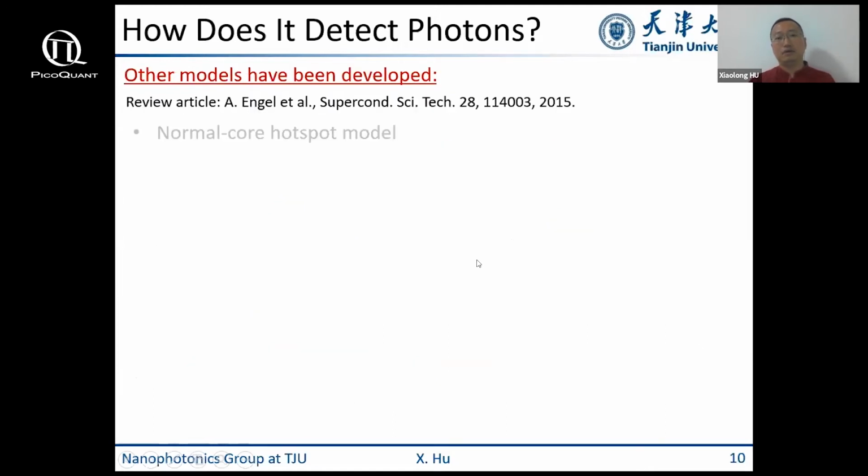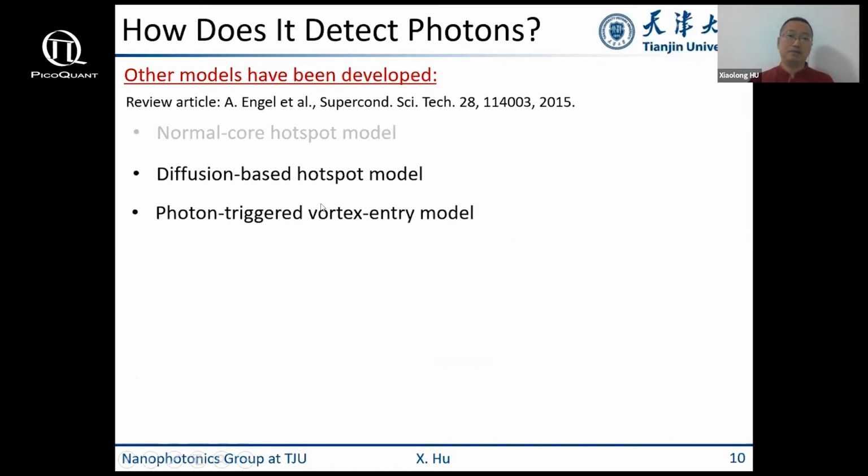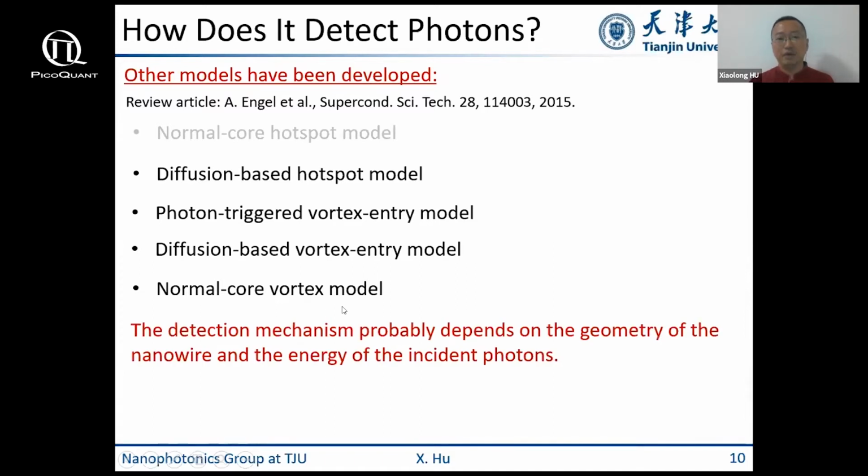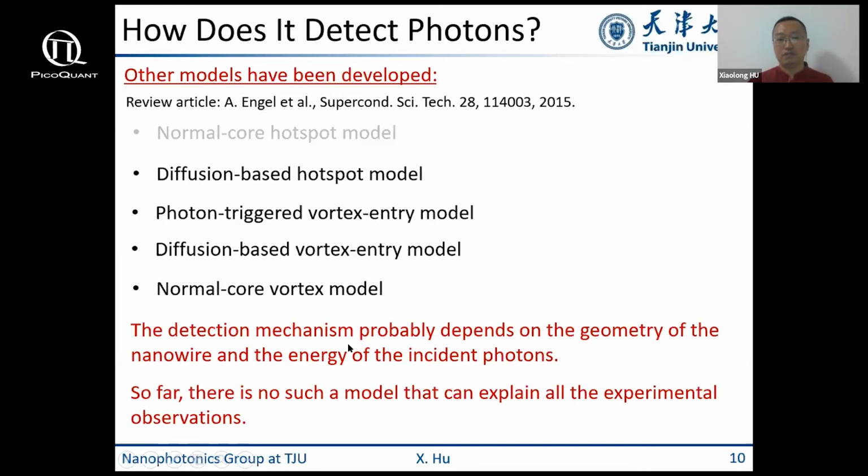But the normal-core hotspot model cannot explain all the experimental observations. So later, many models have been developed, including the diffusion-based hotspot model, photon-triggered vortex-entry model, diffusion-based vortex-entry model, and normal-core vortex model, etc. Somehow, people believe that vortices get involved in the detection process. But one important comment is that I think the specific mechanism probably depends on the specific geometry of the nanowire and the energy of incident photons. So far, there is no model that can explain all the experimental observations.